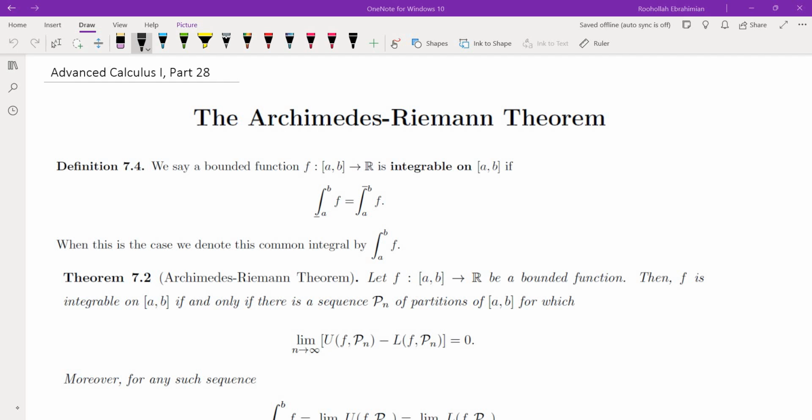So this is going to be really helpful. This theorem is going to be very helpful in figuring out if a function is integrable or not. This would be our main tool in showing that a function is integrable.